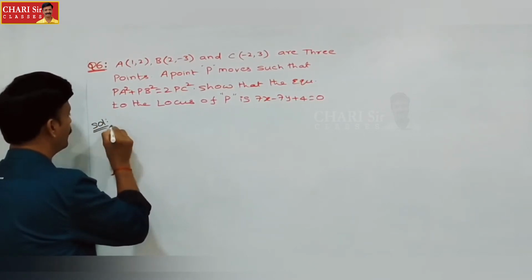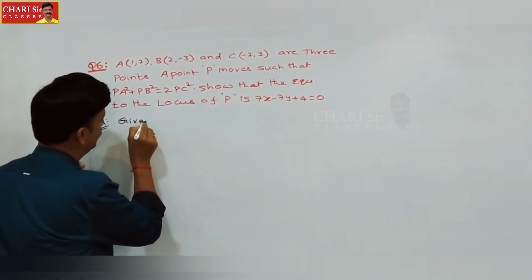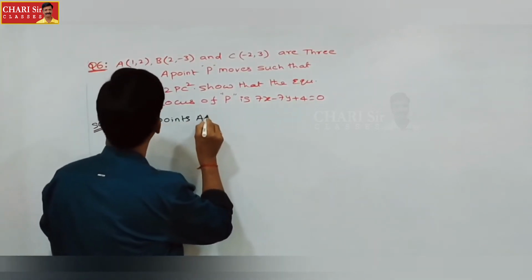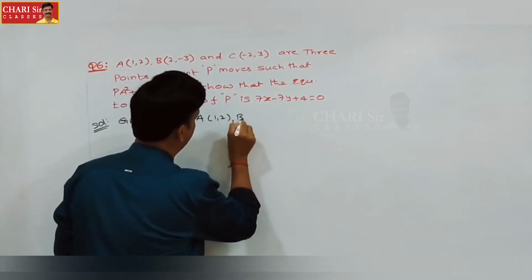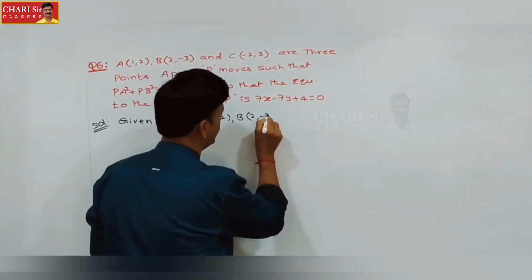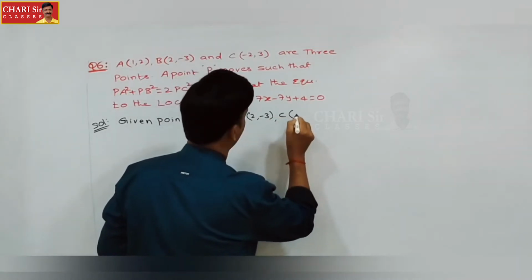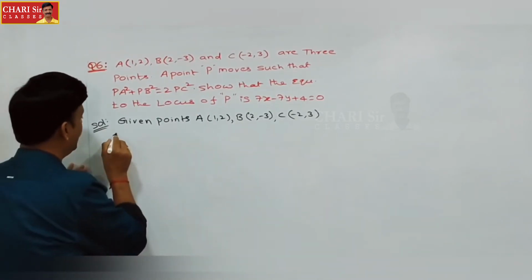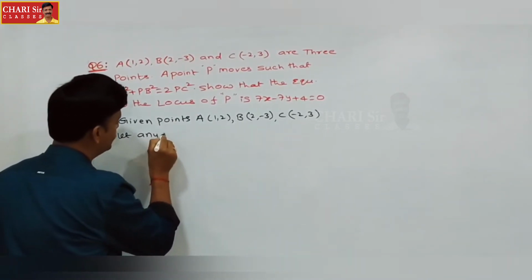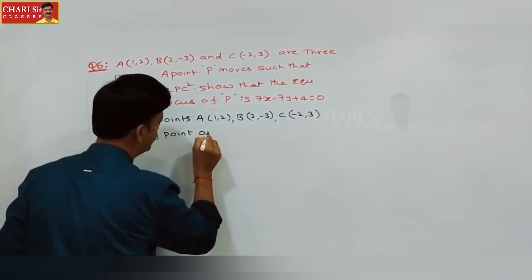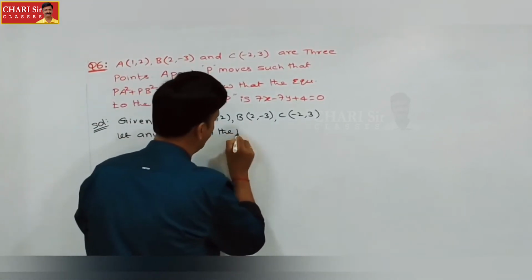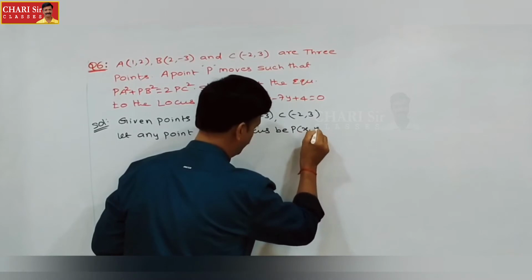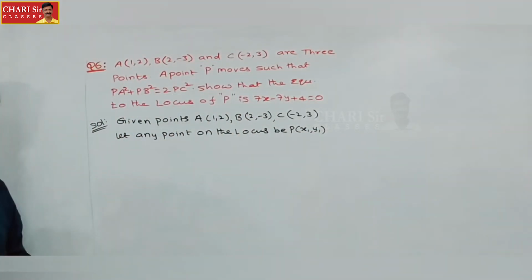You just need to write the given points first. The given points are A(1, 2), B(2, minus 3), C(minus 2, 3). And what is P? Write that down. Let any point on the locus be P(x1, y1). P is any point on the locus.